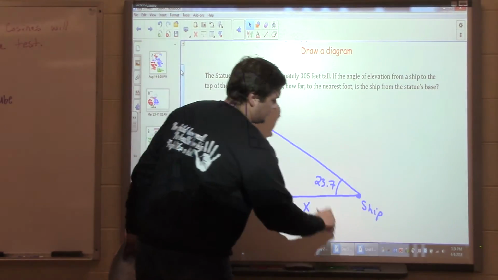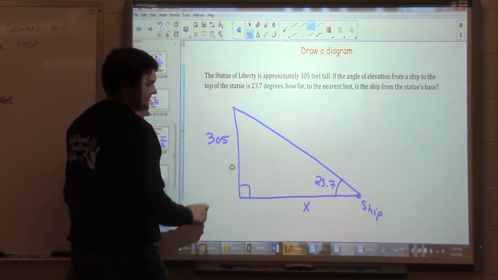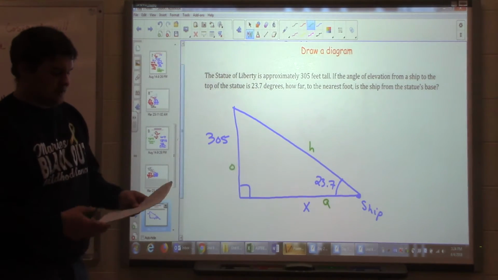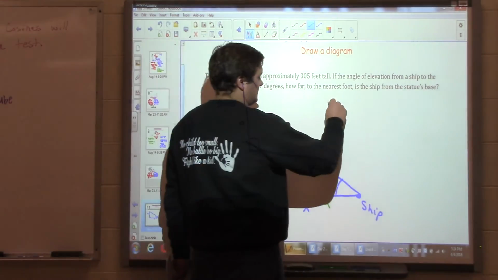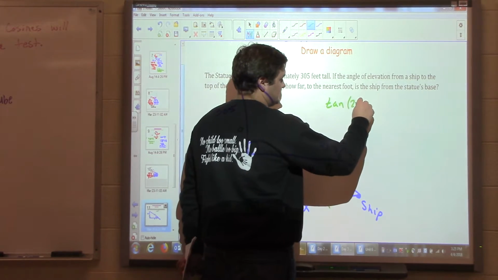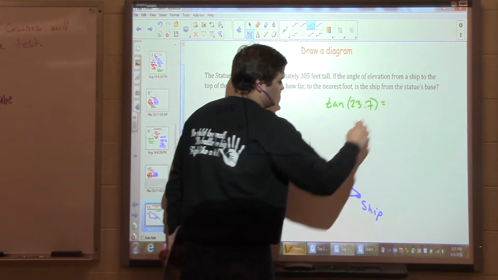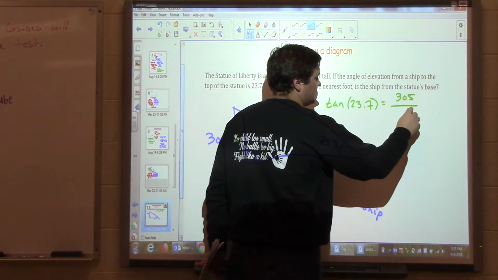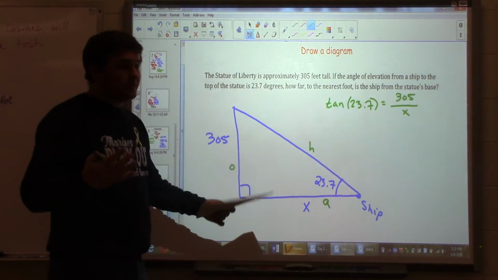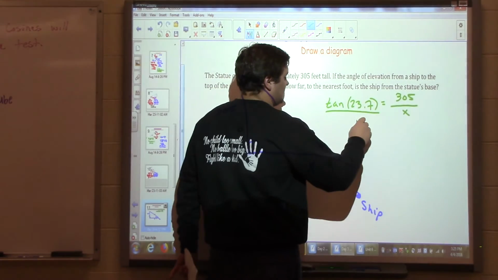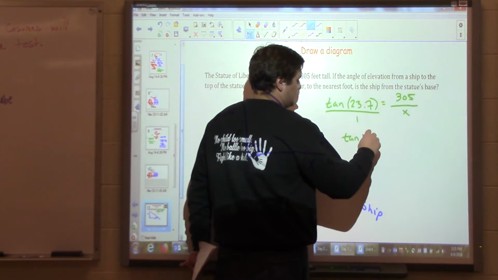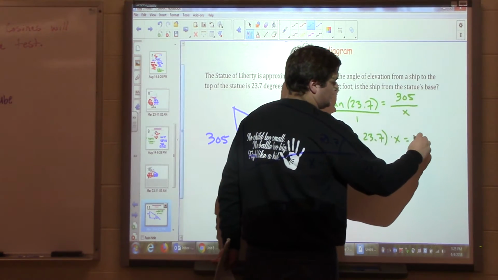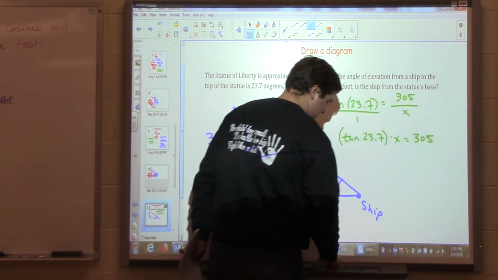Well, if I'm using 23.7, I'm given the opposite side. I want to find the adjacent. So opposite, adjacent, I'm going to use tangent. So tangent of 23.7 equals the opposite, 305, over x, the adjacent. Cross multiply and solve. Tangent of 23.7 times x equals 305.